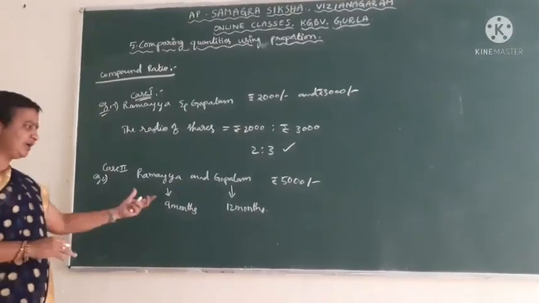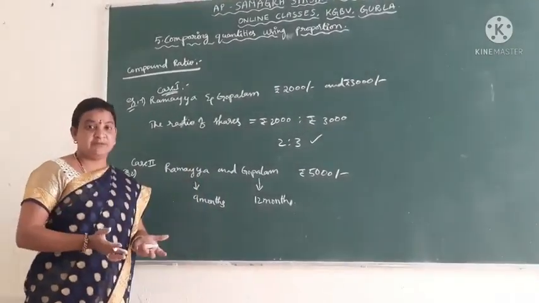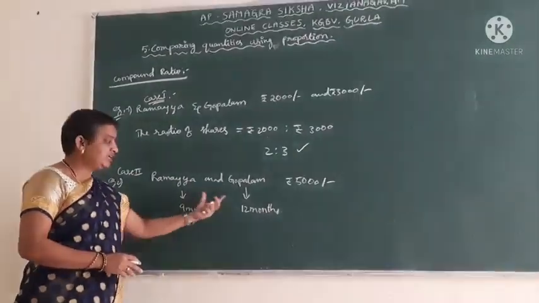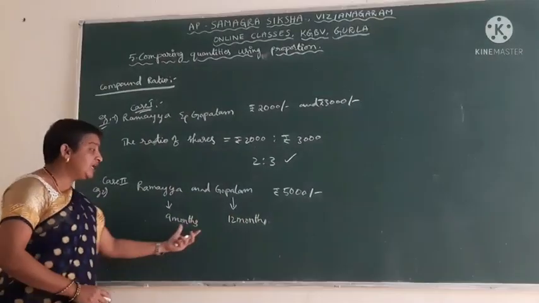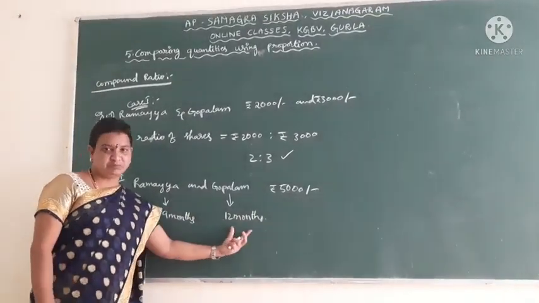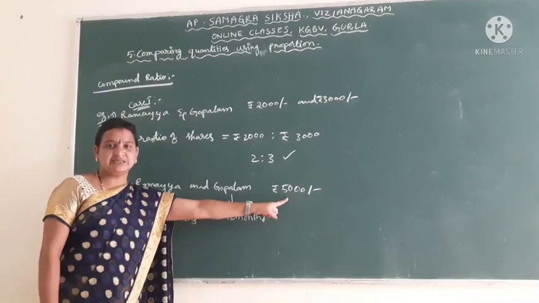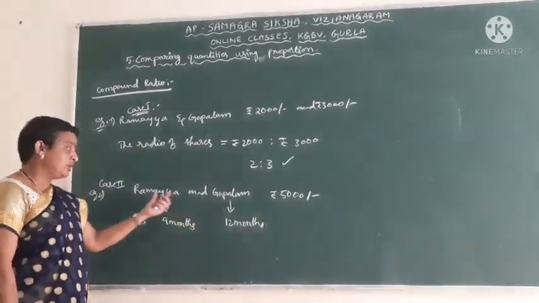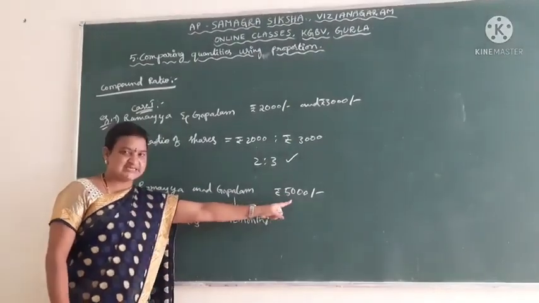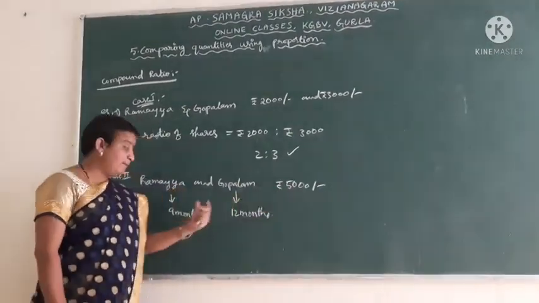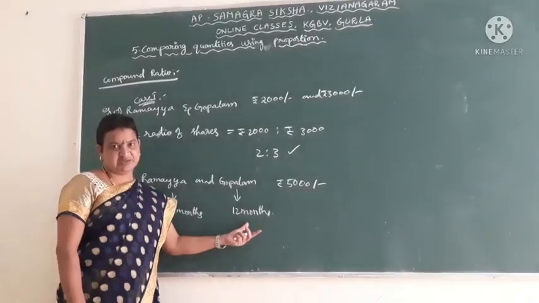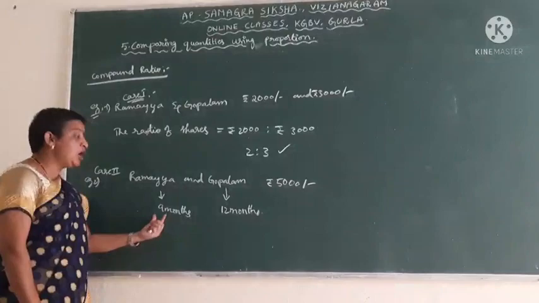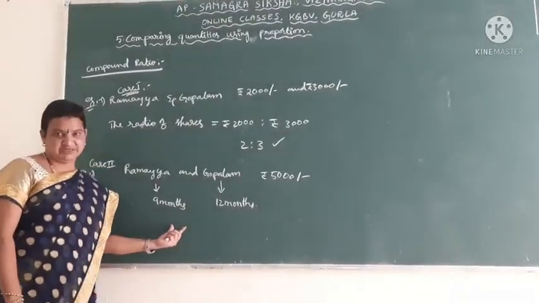After 1 year, they got some profit. After 1 year, how can they divide their profit? They divide it in the ratio of their time periods, because the amounts are the same. Okay, children? Ramaya and Gopalam invested the same amount, but the time period is different. In this case, they have to divide their annual profit in the ratio of their time period.